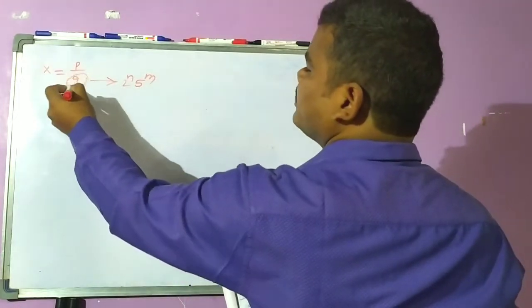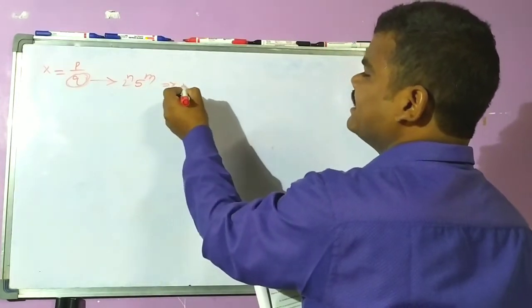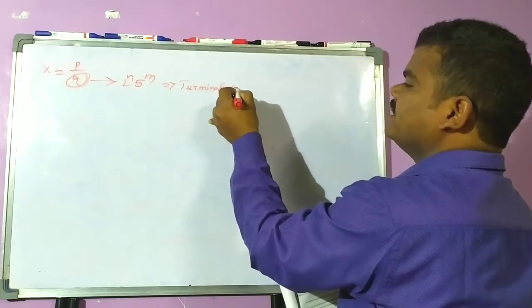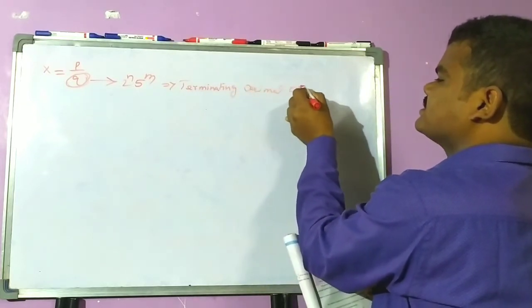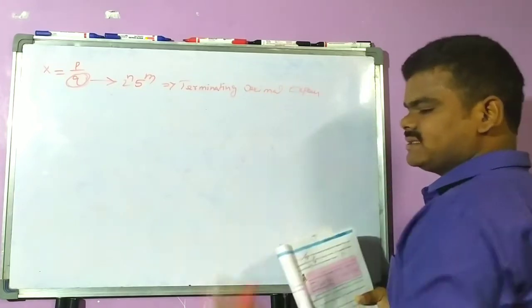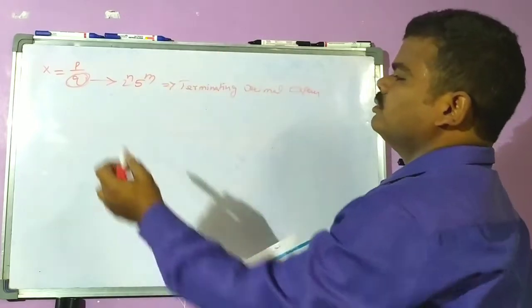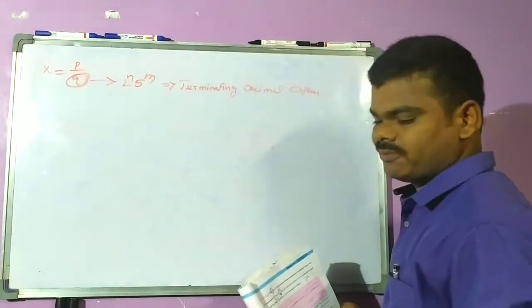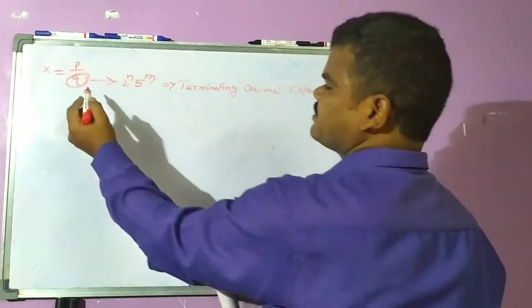If q can be expressed as 2^n × 5^m, this is a terminating decimal expansion. If x is in the form p/q and q is 2^n × 5^m, this is a terminating decimal expansion.